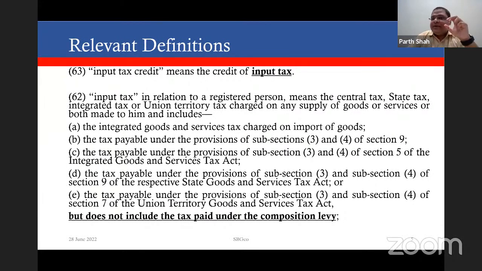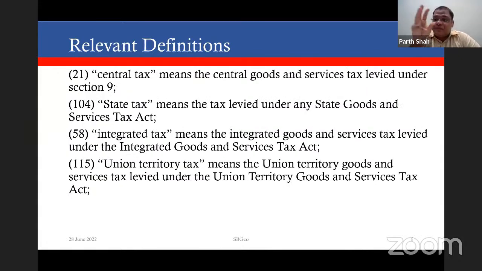But when we look at state tax, there are X number of state taxes, because each state has its own SGST Act. Maharashtra has its MGST Act, Gujarat would have its GST Act, and so on. And therefore, it becomes important to refer to the definition of each of these taxes. Central tax means a tax levied under the CGST Act. State tax means a tax levied under any state goods and service tax Act. And integrated tax means a tax levied under the IGST Act.